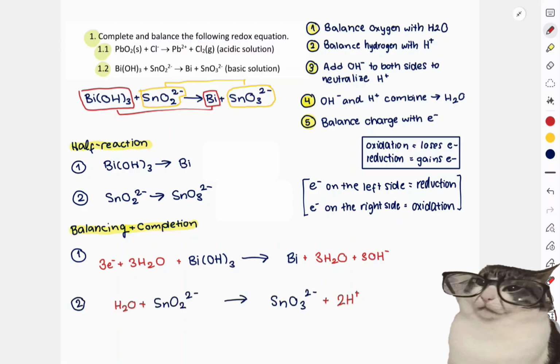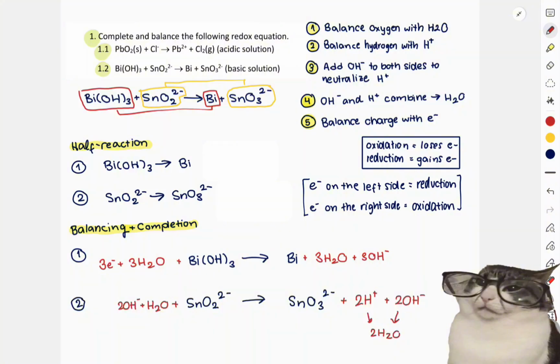And remember, for each proton we need to add 1 hydroxide ion, and since we have 2 protons, we need to add 2 hydroxide ions, and we need to add these hydroxide ions onto both sides of the equation so that the charges and the mass, the atoms, are balanced. So now we need to combine the hydrogens and the hydroxides together to form water.